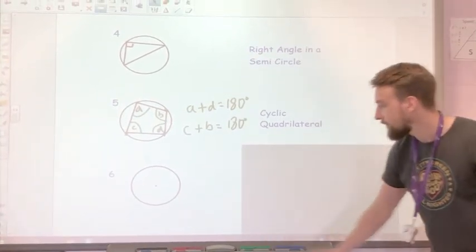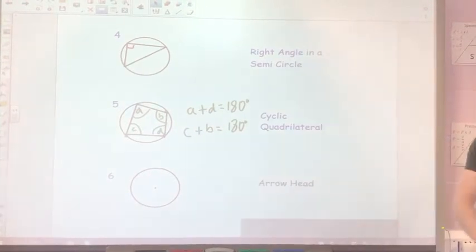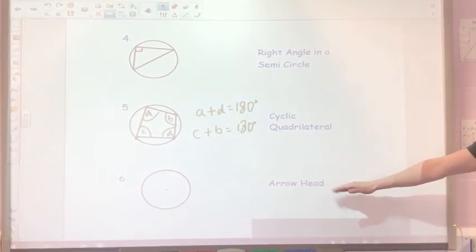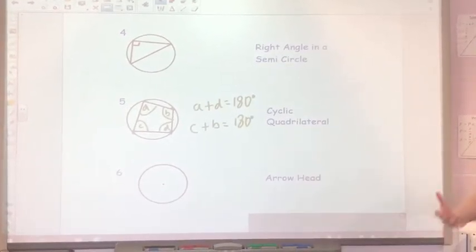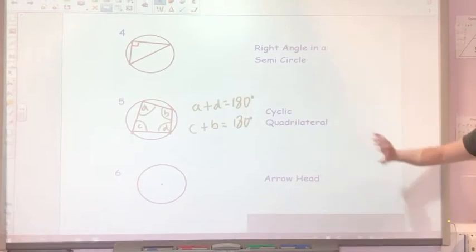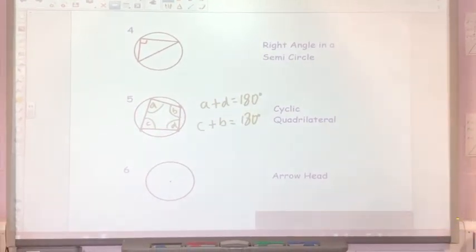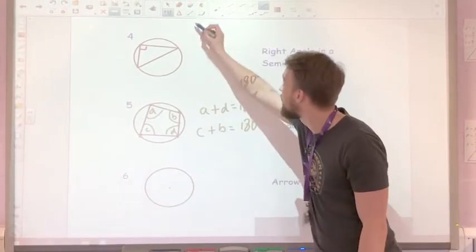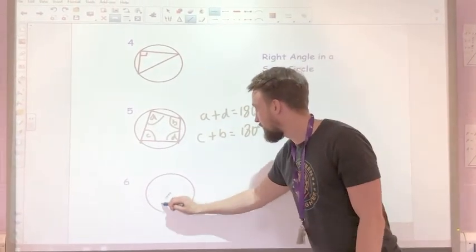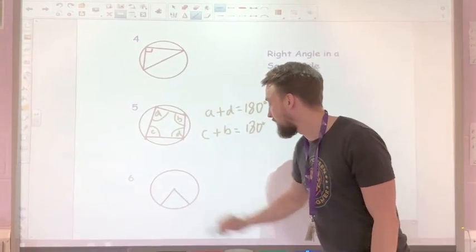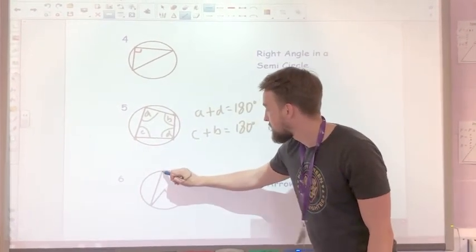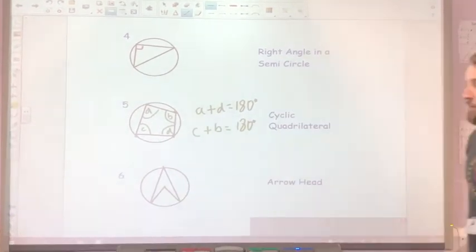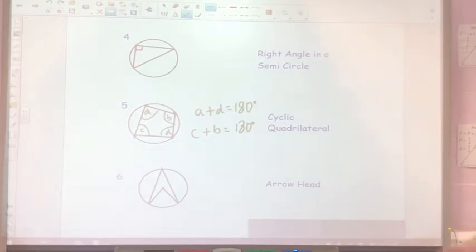Okay, number 6, we're going to call this arrowhead. That's just a little bit of a nickname for now. There is a more complex name to come later on, but right now we're just going for these sort of quick nicknames to make it easier for us. Okay, radius here, radius here. That shape is a four-sided shape that we call an arrowhead.